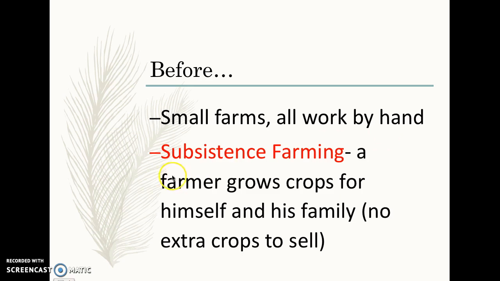There's also this word called subsistence farming. Subsistence means just enough. Just enough for yourself. So a farmer grows crops for just himself and his family, and he doesn't grow any extra crops. He's not going to sell extra crops, he's just growing for himself. So this is going to change later on. Make sure to get this down.